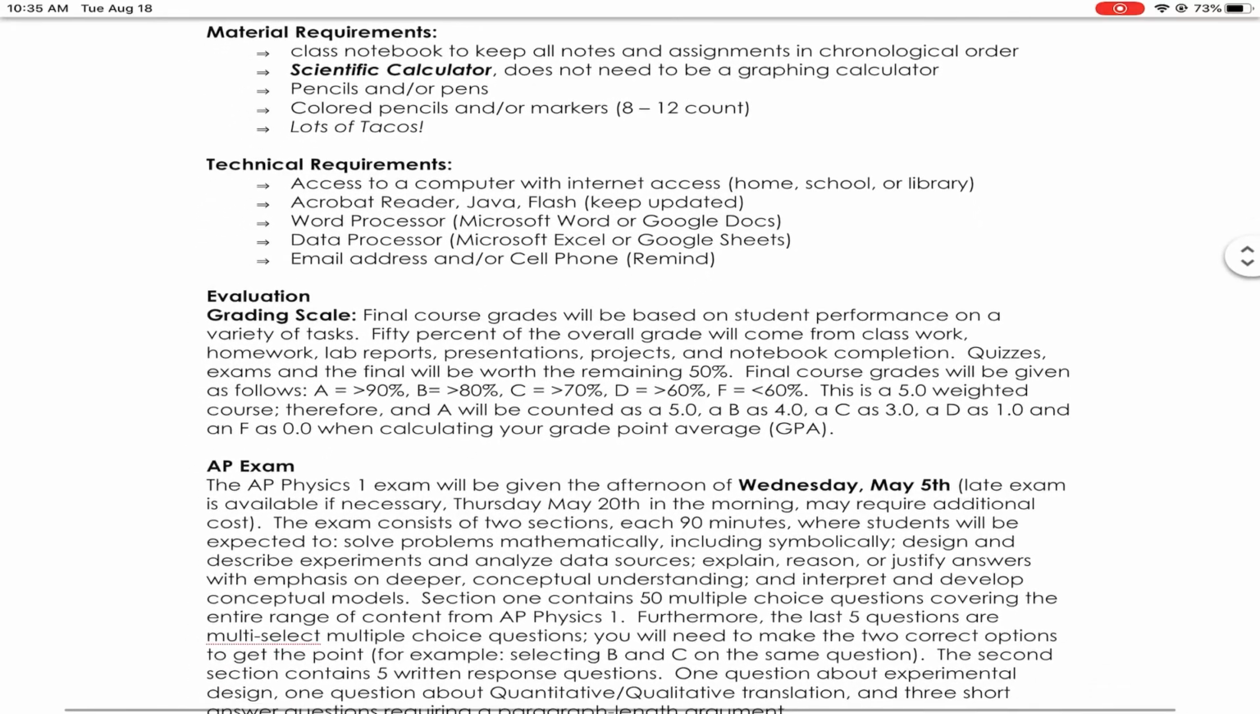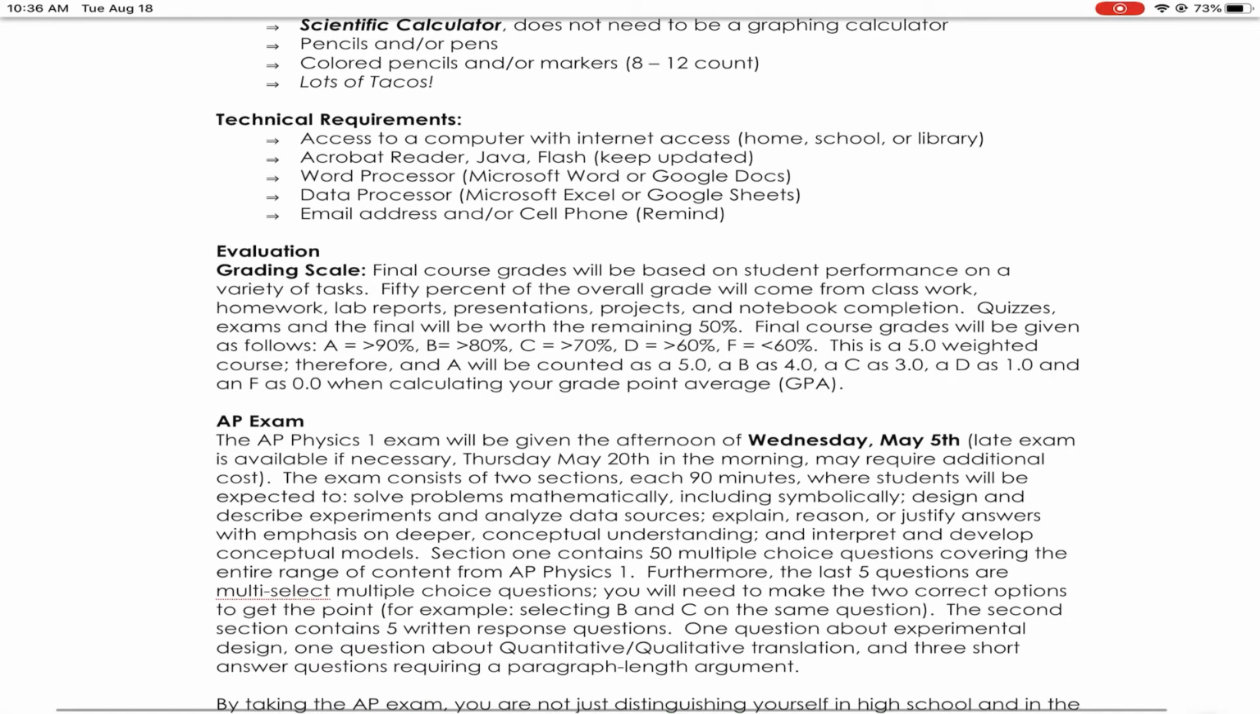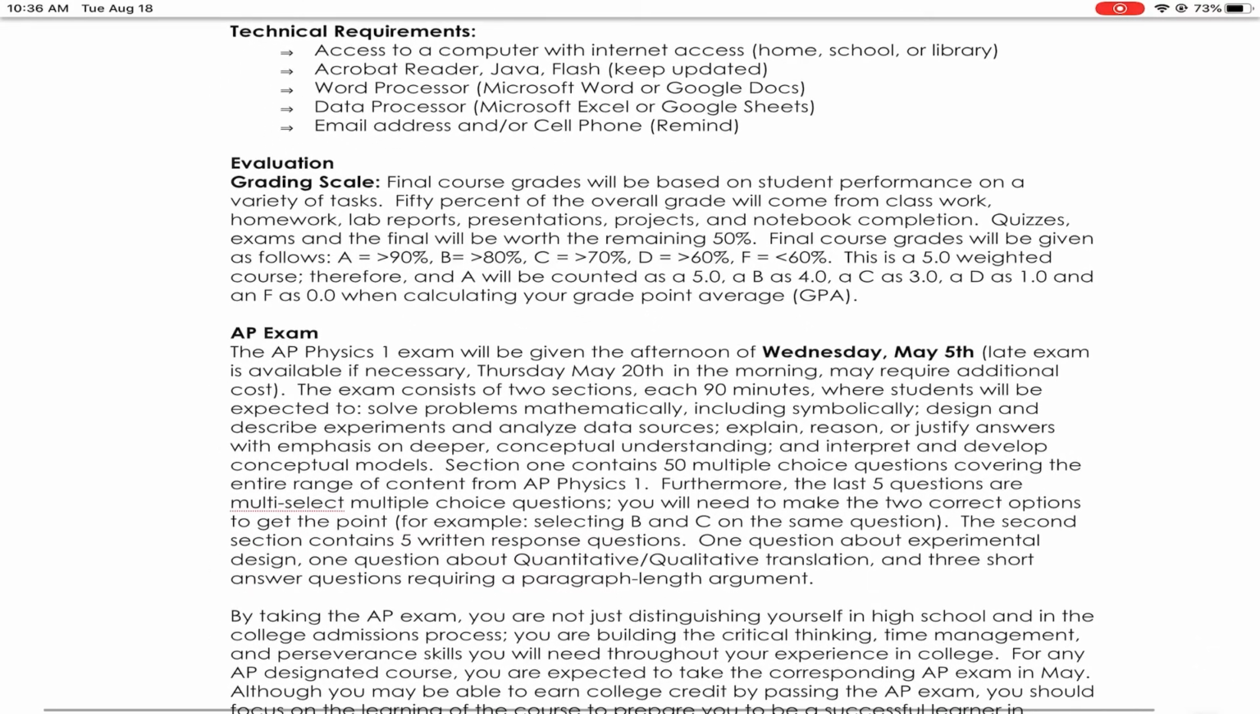Technical requirements: access to a computer. You should be bringing that computer or Chromebook that you either checked out or own yourself. Bring it every day. We'll have times where we can do online simulations and stuff like that. So you need internet access, obviously, for the days you're not in person, and Wednesdays when we're all online. Something to read PDFs, like Acrobat Reader, Java, Flash, those types of things. Those are for more than PDFs, but just keep your computer up to date. A word processor, either Microsoft Word or Google Docs works really well. A data processor like Excel or Google Sheets. You should have all that Google stuff just through your school account. And then an email address, which you already have.